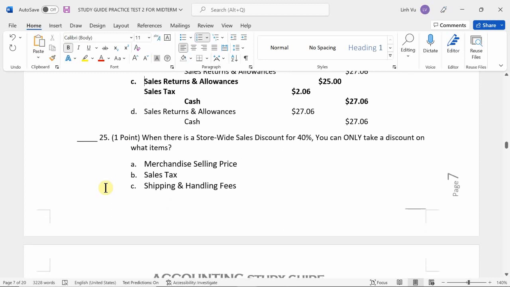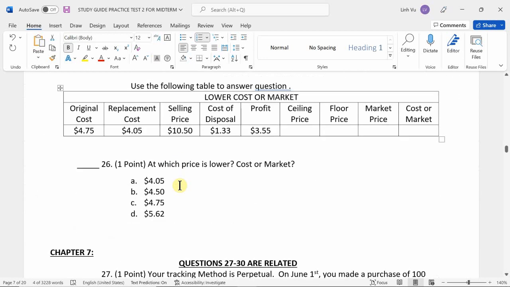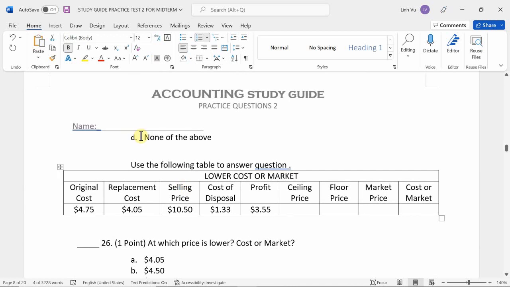25. When there is a store-wide sales discount for 40% off, you can only take a discount off of which items? A. The merchandise selling price. Correct. You can't take a discount off of sales tax. You can't take a discount off of shipping. None of the above is not an answer.